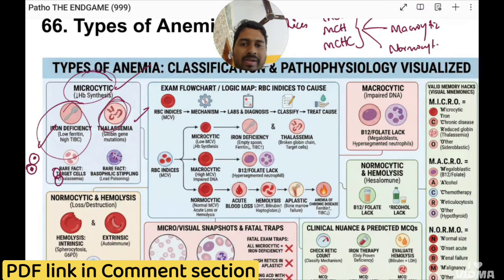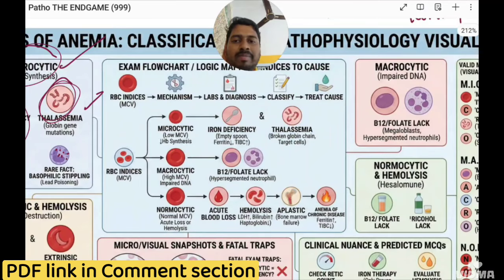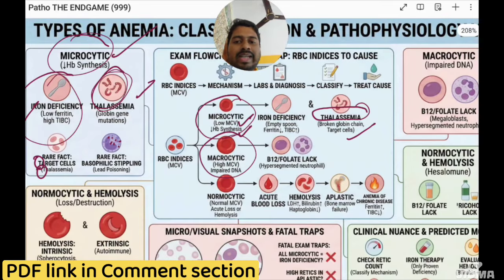So this is about microcytic anemia. In microcytic anemia, there is low MCV and decreased hemoglobin synthesis. In iron deficiency, there is decreased ferritin and increased TIBC. This is what we had discussed. In thalassemia, we have broken globin chains. Now next we'll go to macrocytic anemia, where MCV is high, and this is because of impaired DNA synthesis.